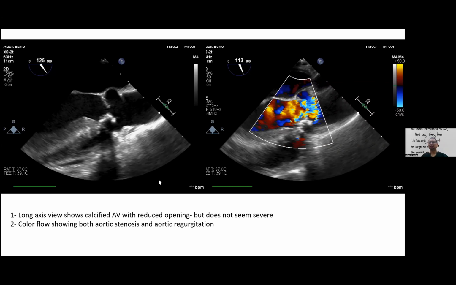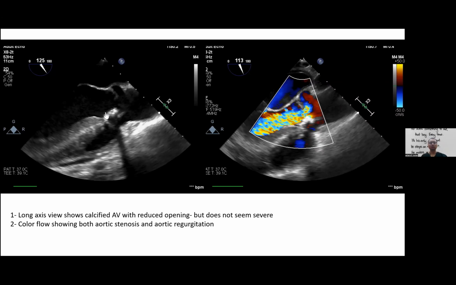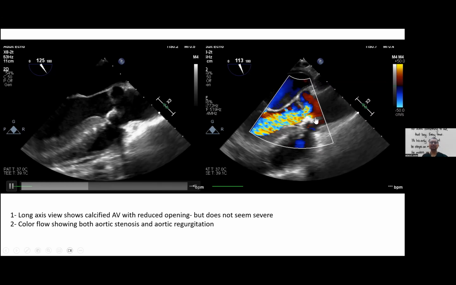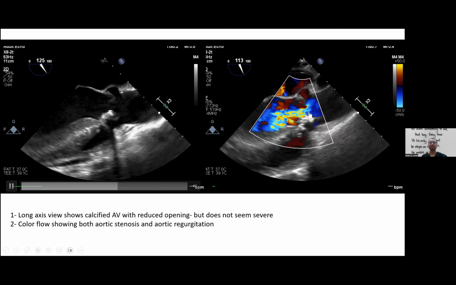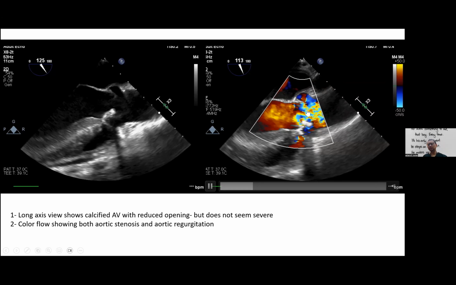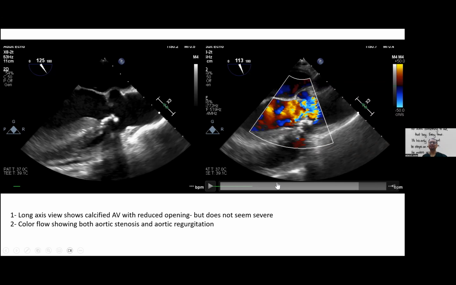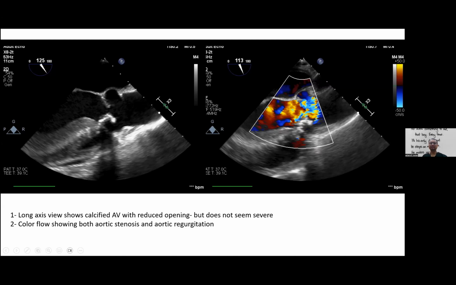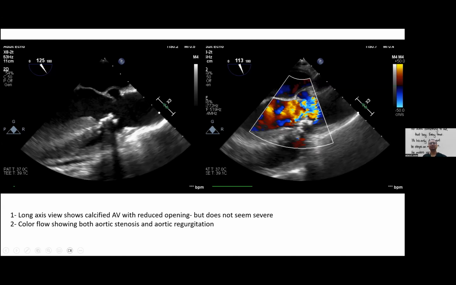So this is a mid-esophageal long axis view. You can see that one of the leaflets is calcified and the other one is restrictive. And you can see significant aortic regurgitation. We measured the vena contracta, which is the neck of the aortic regurgitation jet, and that is more than 6 millimeter. So this is indeed severe aortic regurgitation.